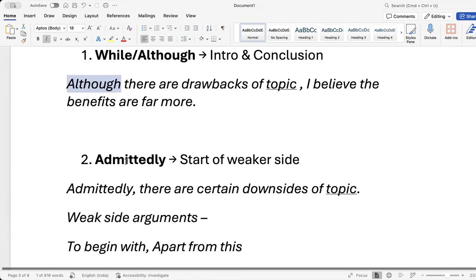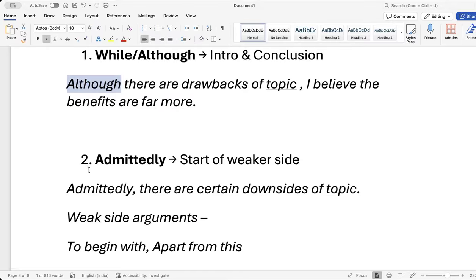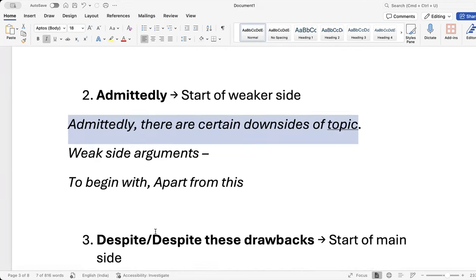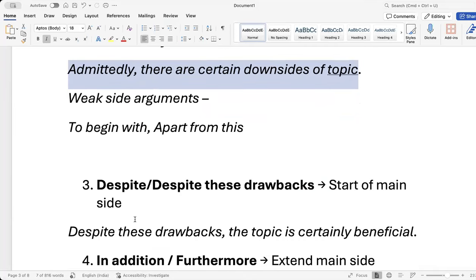Then when I start with the weaker side, I write "admittedly." When I'm talking about the first body paragraph, I'll show you the whole essay and that will give you more clarity. So when I start with the weaker side, I write, "Admittedly, there are certain downsides of the topic." And then I give the weak side arguments, like one or two points for the weak side. After that, I write the main side. For example, I'll write, "Despite these drawbacks, the topic is certainly beneficial."